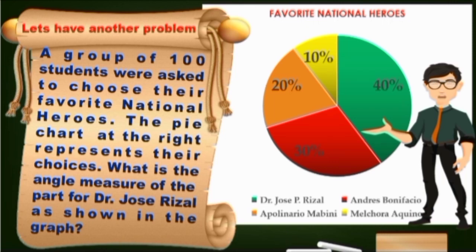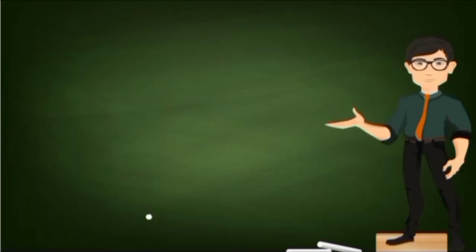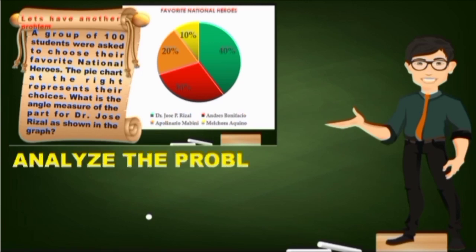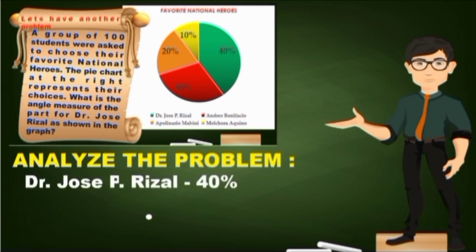40% for Dr. Jose P. Rizal, 30% for Andres Bonifacio, 20% for Apolinario Mabini, and 10% for Melchor Aquino. Now, let us analyze the problem. Dr. Jose P. Rizal is 40%.